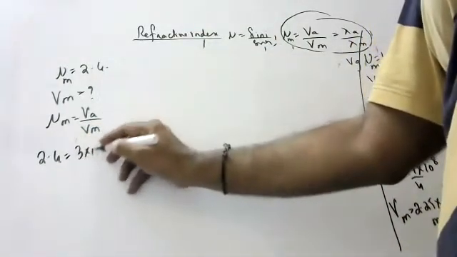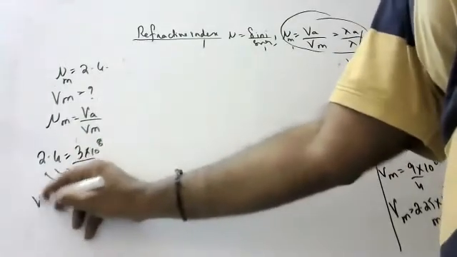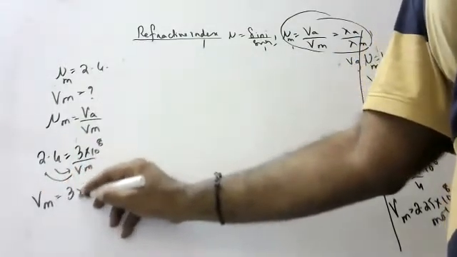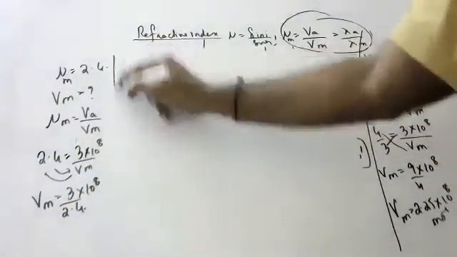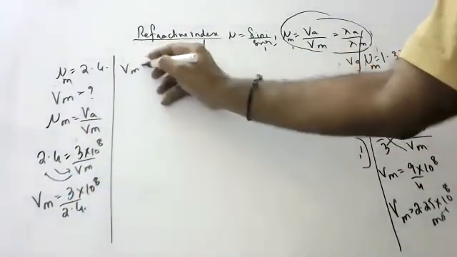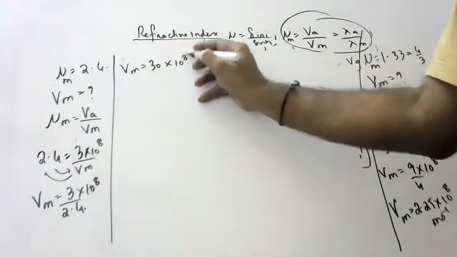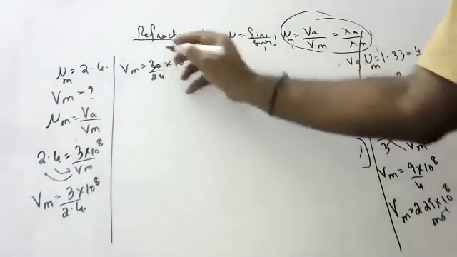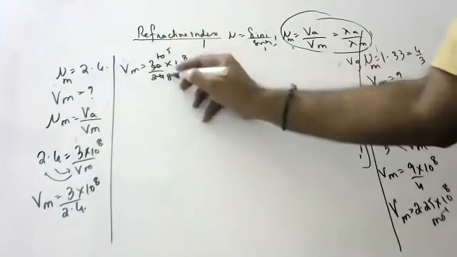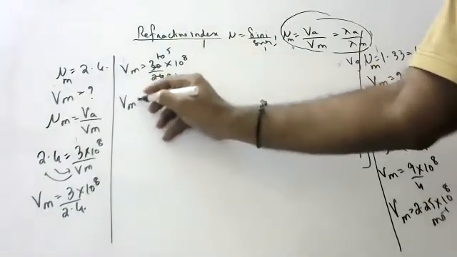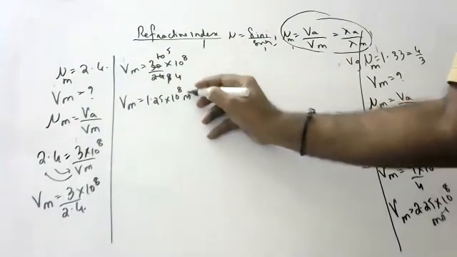So 3 into 10 to the power of 8 by velocity of light in medium. This goes here, this comes down. Velocity of light in medium is 3 into 10 to the power of 8 by 2.4. If you remove this point 1, 0 will come up: 30 into 10 to the power of 8 by 24. 3 tens are 3 eights are, 2 fives are 2 fours are. So velocity of light in that medium is 1.25 into 10 to the power of 8 meters per second.